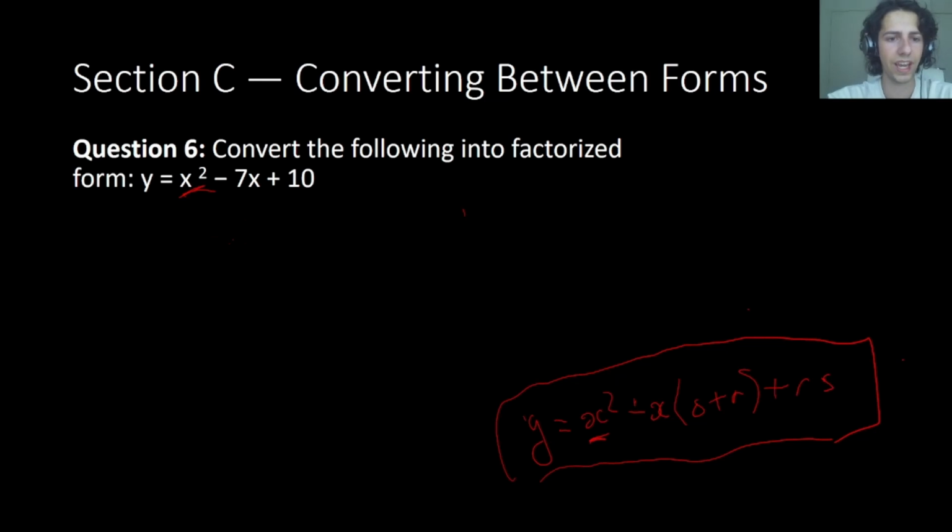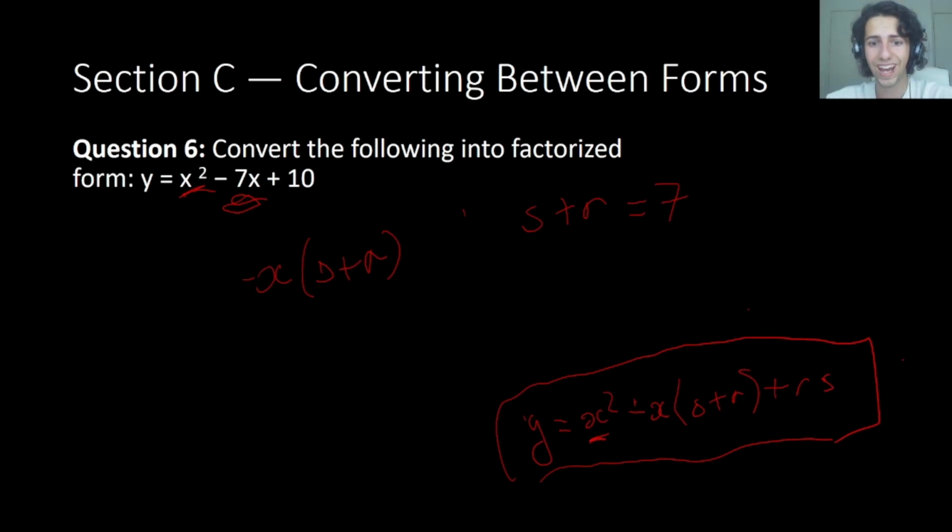Now, we look at our standard form here, and we're going to have a minus 7x. So if we just move out a negative x here, we're going to have s plus r. So s plus r is going to have to equal 7. Now, similarly, we can also look at this here, and notice that 10 is going to be equal to r times s.